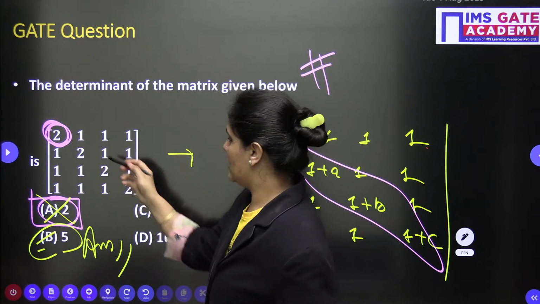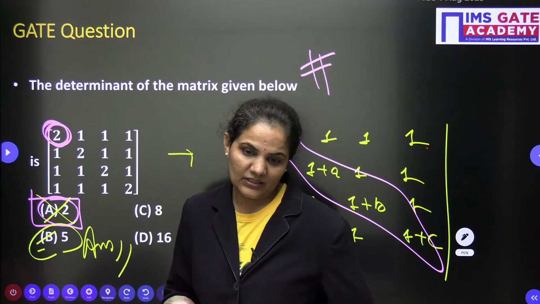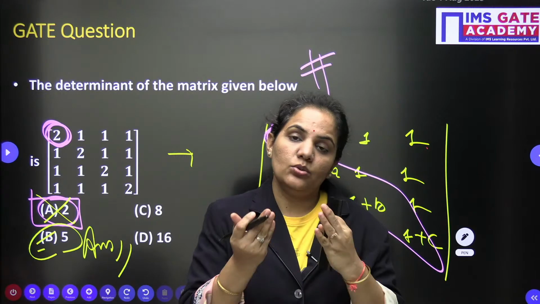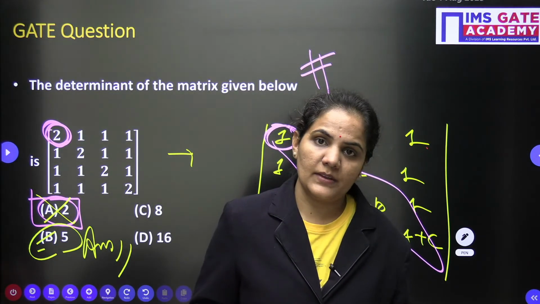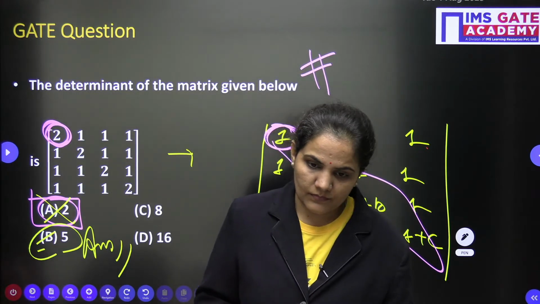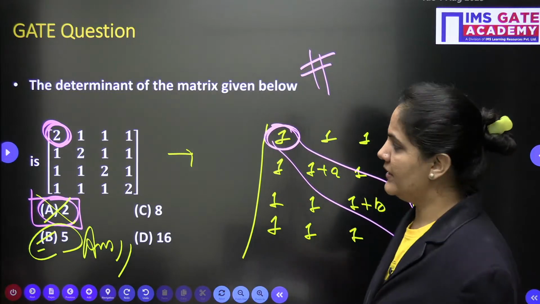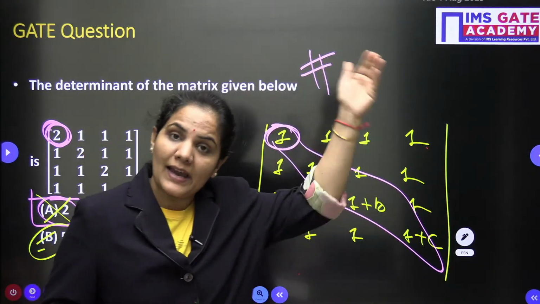Many students approach this as 2 into 2 into 2 into 2, so they will get 16 also. No, this is not right. You should know what we are approaching, how we are approaching, which pattern we are approaching. Clear? If you know the pattern, then only you can approach it. Otherwise, you will misunderstand.